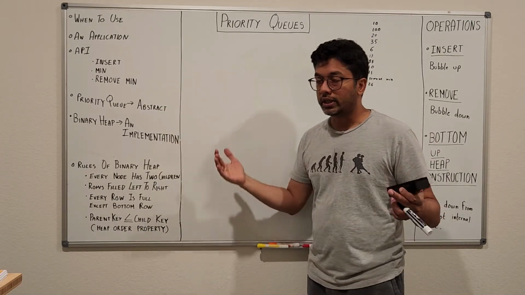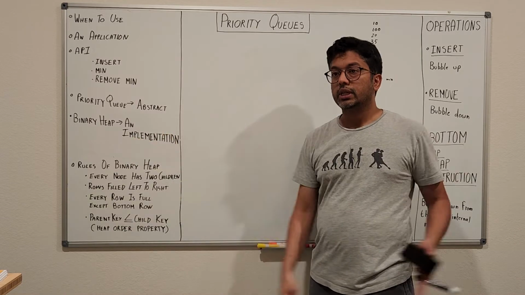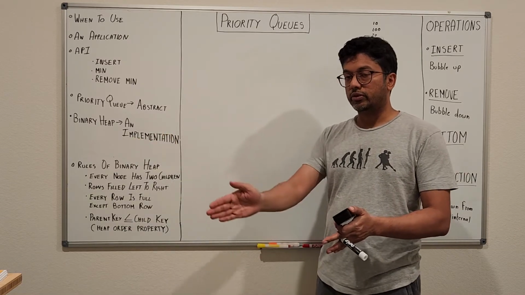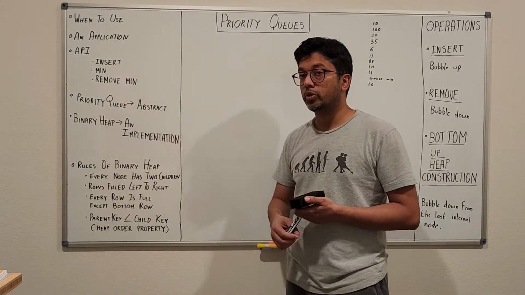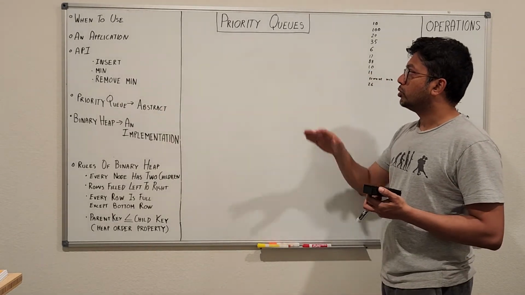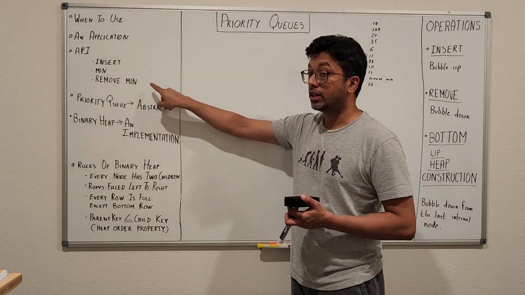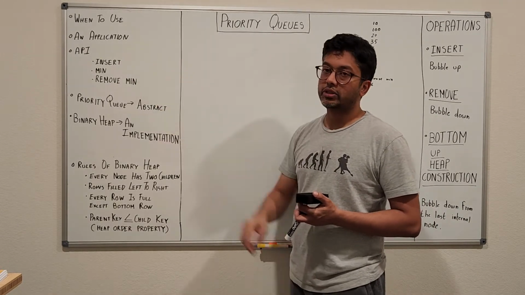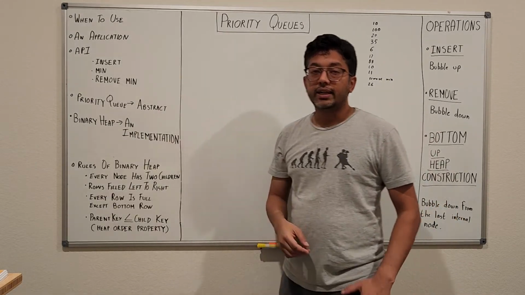For a sorted array, if you have to insert, you have to find the item and move all the items to make space to insert that item, which makes the insert O(n). So that is where you use a priority queue, where you want fast insert, fast remove min, and fast find min. A real life application of this is in Dijkstra's algorithm.